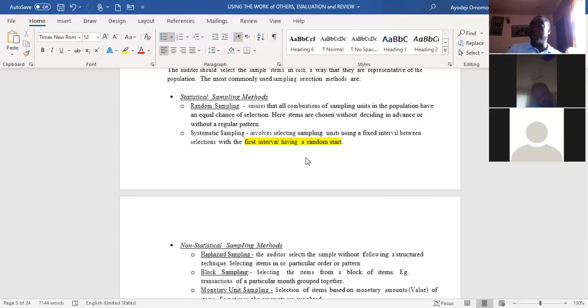Now, that means the next sample is going to be 17. After 17, you add 10 again. That means it's going to be 27. After 27, you are going to have 37. After 37, you are going to have 47. But just have it in mind that the first sample selection is selected with a random start. So if 5 is the first one and you want to put a fixed interval of 5, that means you are going to have 5, 10, 15, 20, 25, 30. So that is it about systematic sampling.